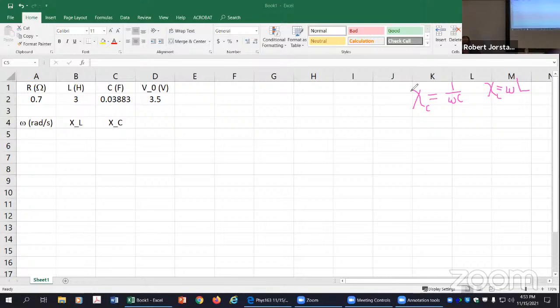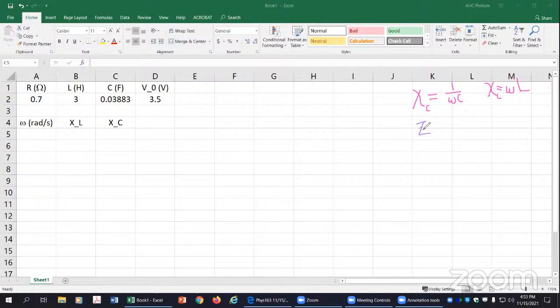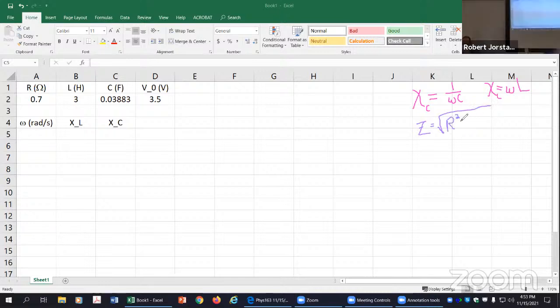Then how about this? What was the equation for impedance? What was the letter for impedance? Oh, that's inductance. Impedance was what? Z. What's the equation for Z? Square root of R squared plus XL minus XC squared. Yep, that's it.